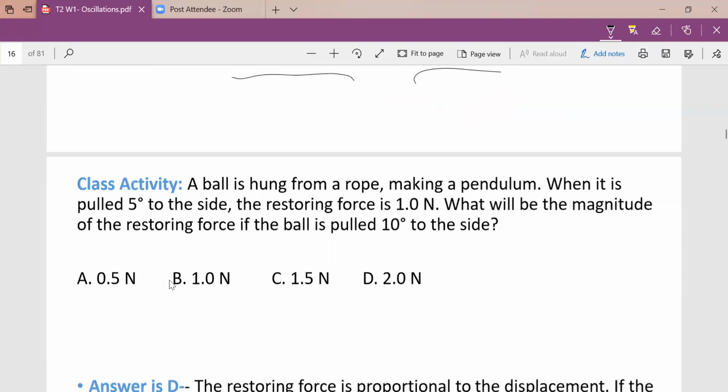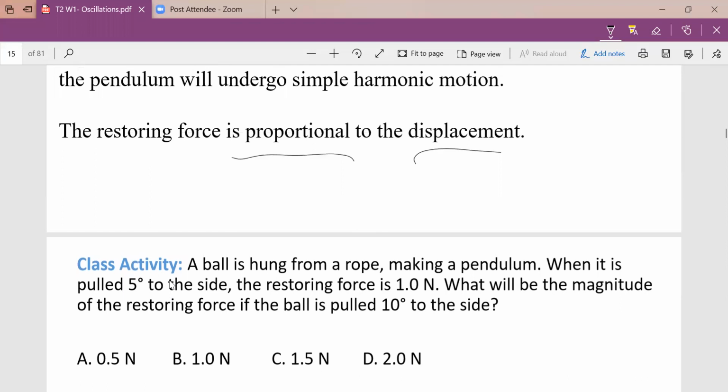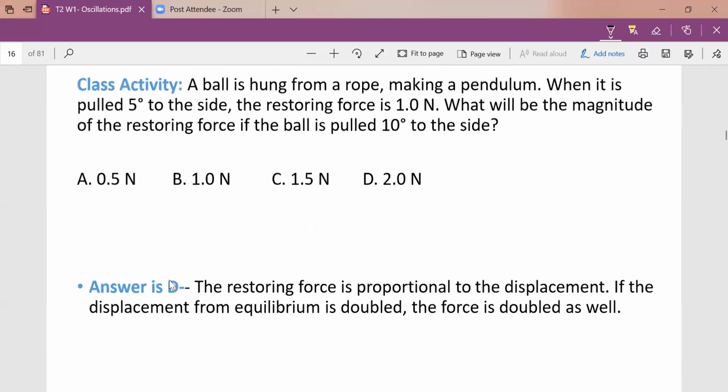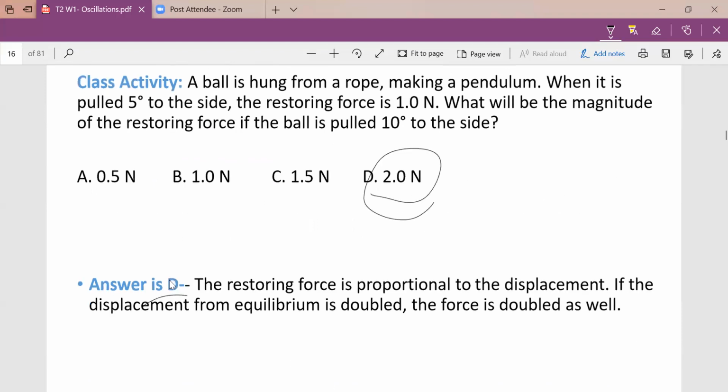A ball is hung from a rope, making a pendulum. When it is put 5 degrees to the side, the restoring force was 1 Newton. What would be the magnitude of the restoring force if the ball was put 10 degrees to the side? Now, when it was put 5 degrees, it was 1 Newton. So if you pull it twice, you should be able to get twice the force, because we have stated that force is proportional to displacement. So that is why D was our choice of answer.